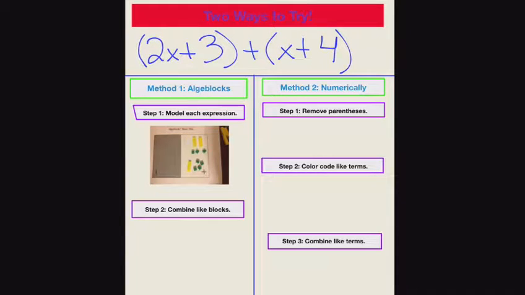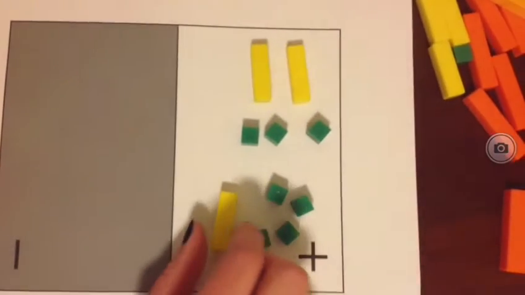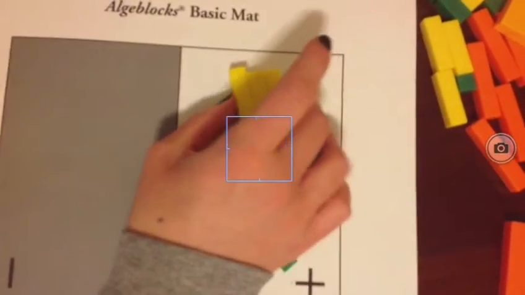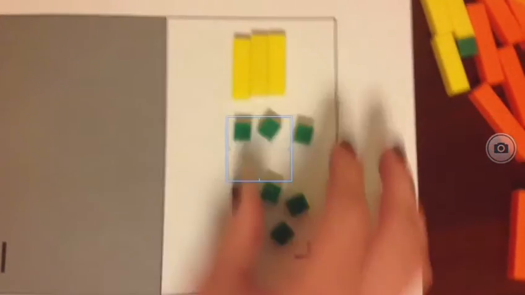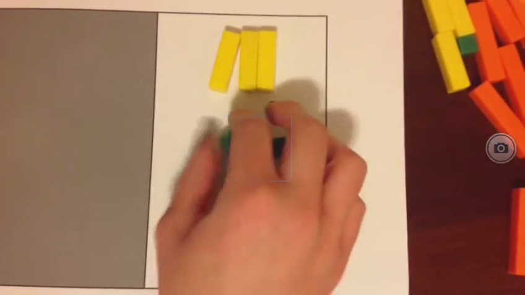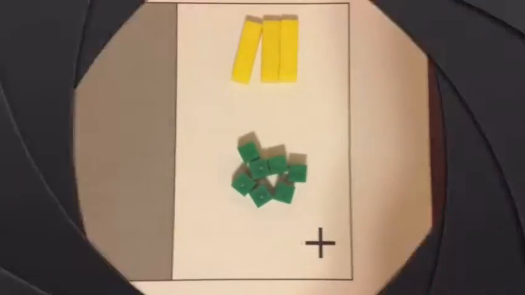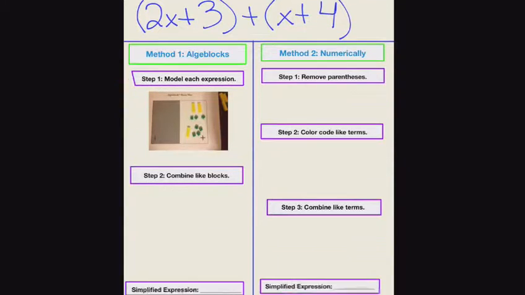All right, we can see that step 2 is to combine like blocks. So let's go back to our Algeblocks. And what we're going to do is go ahead and combine like blocks. Since they're all in the positive section, we can just go ahead and combine all our x's together. Okay, and go ahead and combine all of our green cubes together. All right, and again, we're going to take a picture and drop that into GoodNotes.